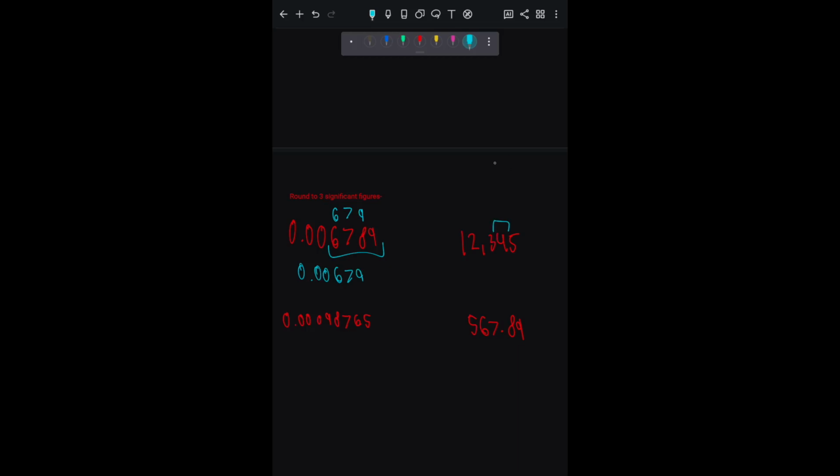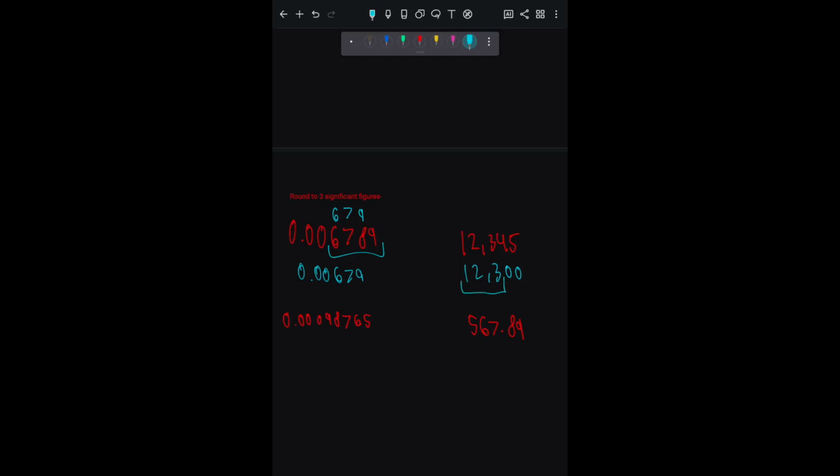Now, 4 is less than 5. So because 4 is less than 5, you do not add 1 to the 3. You turn it to 0, and that's it. So you got 12,300. I need to get better handwriting. Okay, I gotta stop or I'll keep doing it forever.